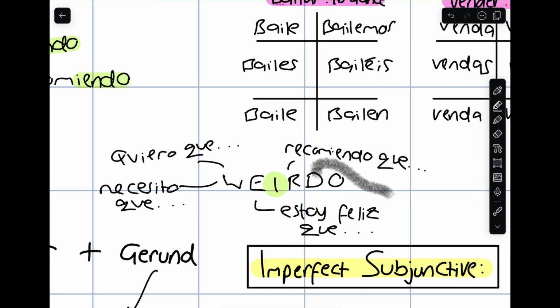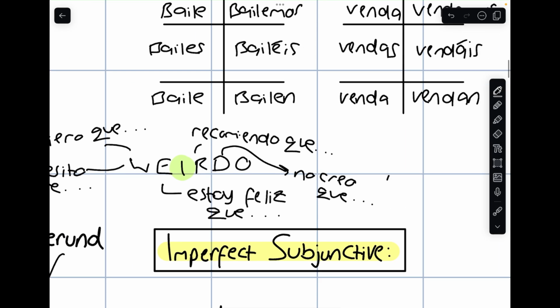The D stands for doubt, and we can express the doubt in certain ways. So, for example, no creo que, I don't think that. We could say dudo que, I doubt that. No creo que baile conmigo. I don't think he's going to dance with me. And finally, the O stands for ojalá. Ojalá is a fairly difficult word to translate into English, but it's like only if only. Ojalá baile conmigo. If only he would dance with me.